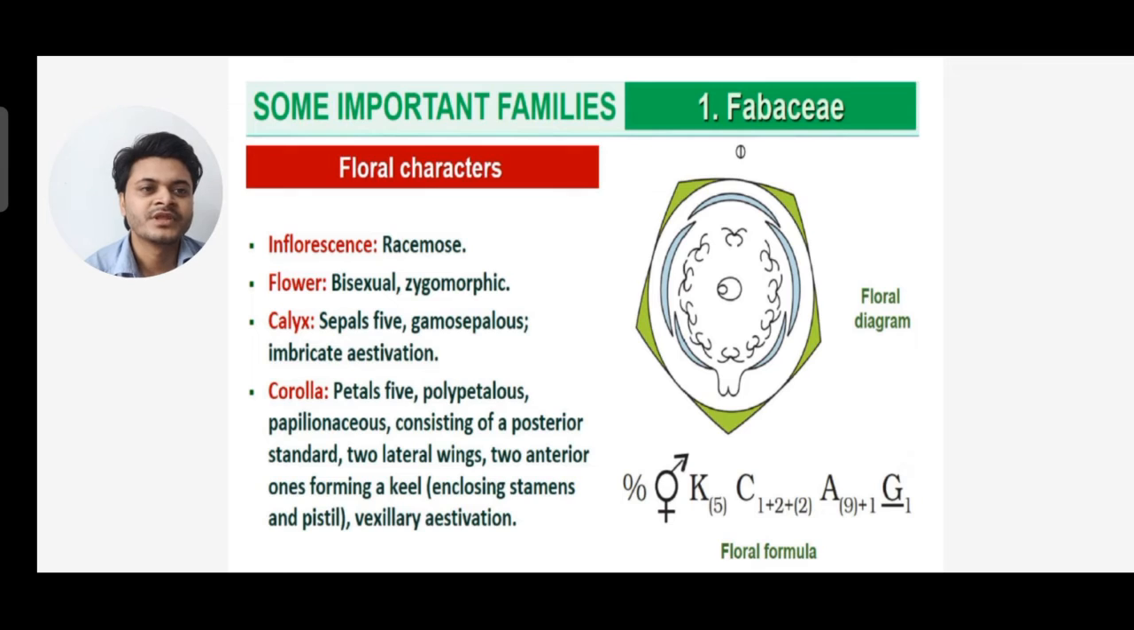You can see the floral diagram on top and the floral formula below. In the floral formula, first is the percentage-like sign, that is zygomorphic, meaning this flower can be divided equally in just one plane. Then the bisexual sign, then calyx denoted as capital K, 5 and fused. Then corolla in 1 plus 2 plus 2, meaning 2 are fused, so 5 petals. Now androecium is 9 plus 1, found in 2 bundles, 9 fused and 1 free. Then gynoecium, a superior ovary with 1 carpel.